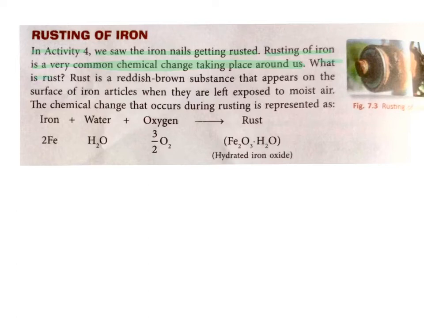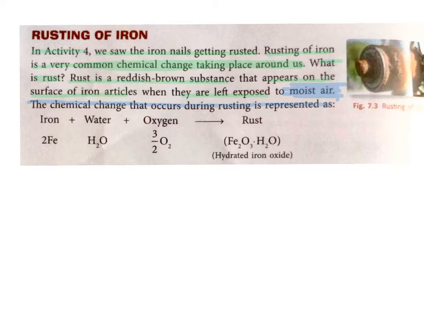What is rust? Here is the definition of rust. So please look at it carefully. Rust is a reddish brown substance that appears on the surface of iron article when they are exposed to moist air. Moist means containing water and air. The chemical change that occurs during rusting is represented as.